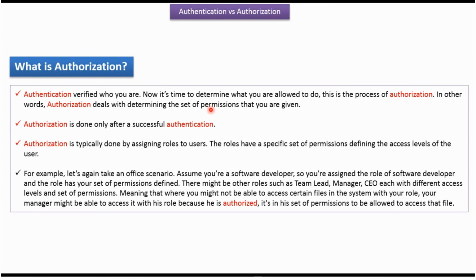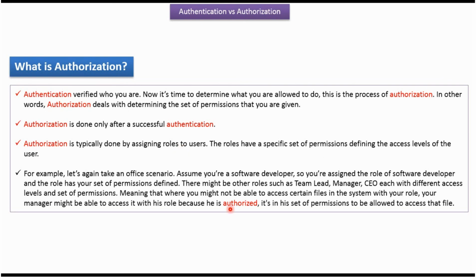Authentication verified who you are. Now it is time to determine what you are allowed to do, and this process is called authorization. In other words, authorization deals with determining the set of permissions that you are given. Authorization is done only after successful authentication. It is typically done by assigning roles to the users, and the roles have a specific set of permissions defining the access levels of the user.